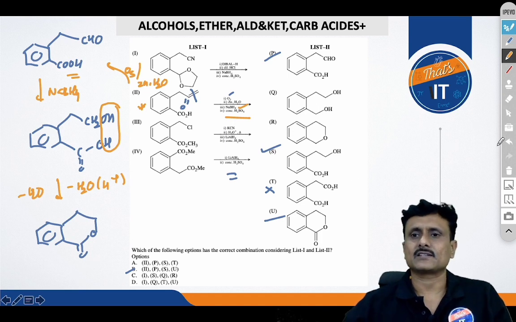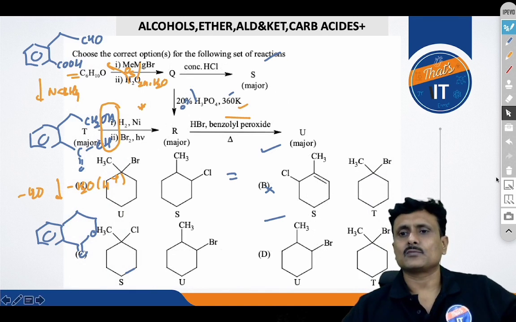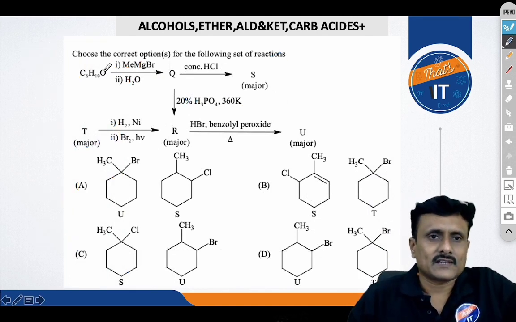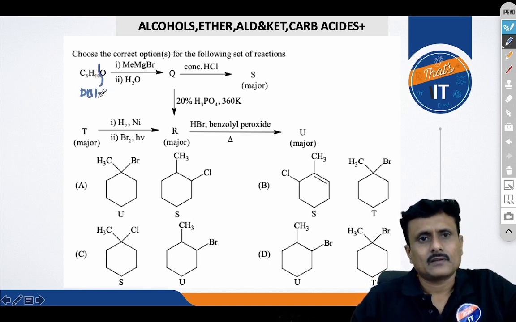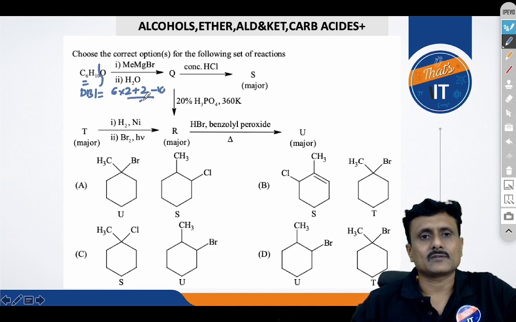I want you to check the rest of the options. Alright. Let's move on to the next question. What's that? You've got C6H10O. You need to find out the double bond index first. That is degree of unsaturation. That is 2 into number of carbons plus 2 minus hydrogens by 2. So 14 minus 10 by 2, that is double bond index is 2.